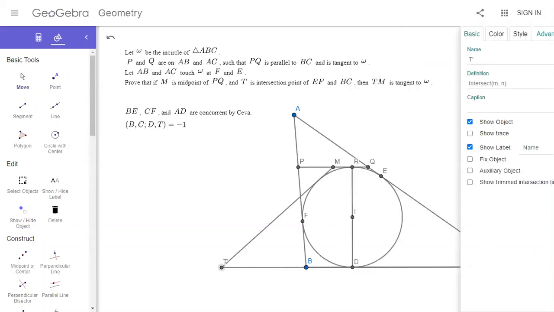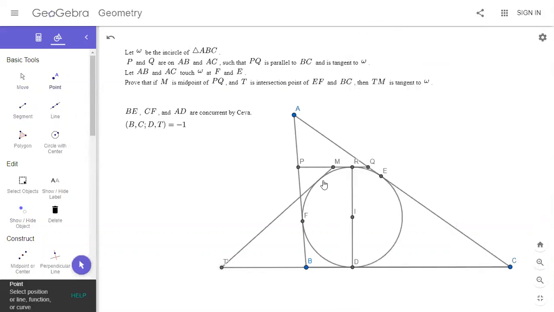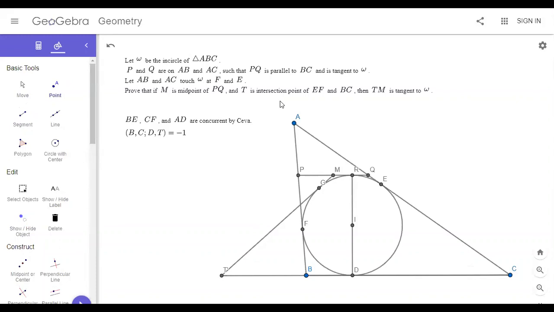I see someone just wrote something in the chat. Hold on a second. This is the first problem that we just started, so you haven't missed too much.